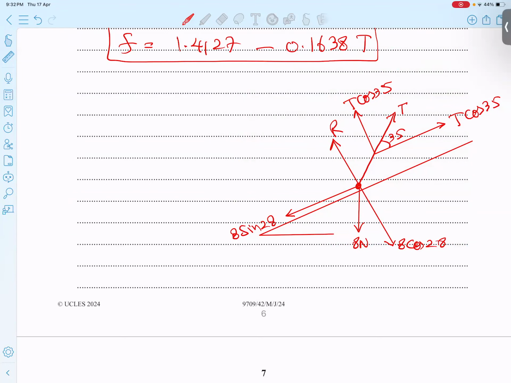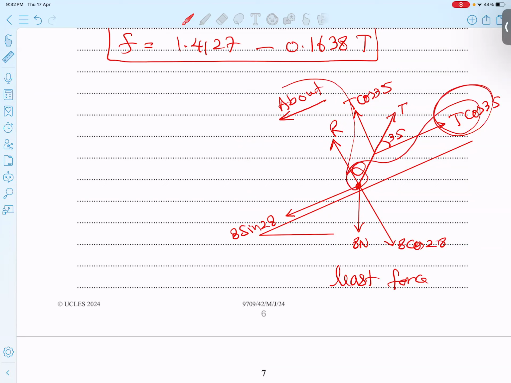Now let's talk about least force. So least force means about to fall down. This is called about to fall down. A very small force is not able to pull it up, but it is about to fall down. This is called least force. So where is the friction? Friction will naturally be upwards. So this is the most critical point which I drew now.